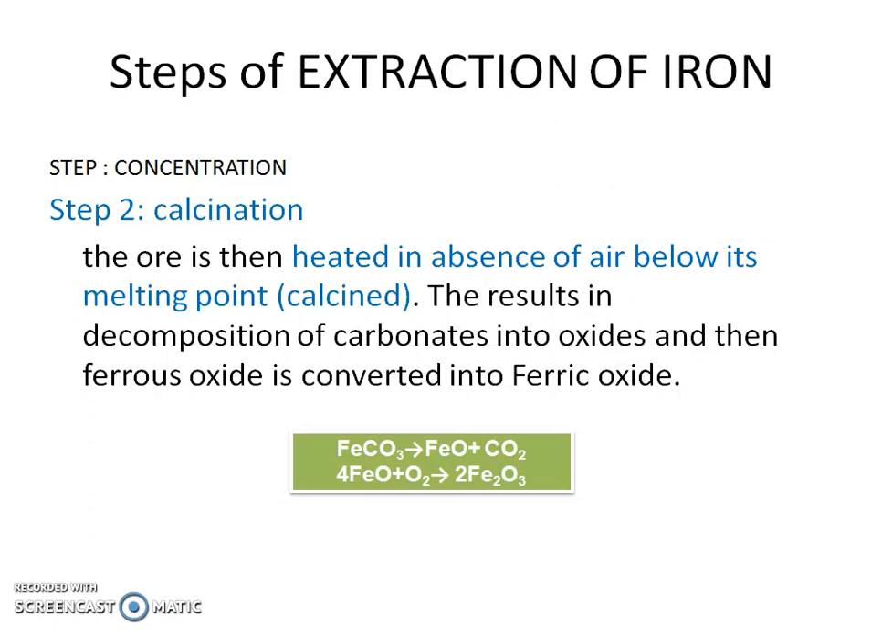Then ferrous oxide is converted into ferric oxide by roasting also. Here the reaction is FeCO3 converted to FeO, ferrous oxide, plus carbon dioxide. Carbon dioxide is a volatile compound, gaseous component that will go into the air. Then this FeO is oxidized or roasted in presence of excess air to form Fe2O3, ferric oxide in 3 oxidation state. This ferric oxide will be used for our next step.